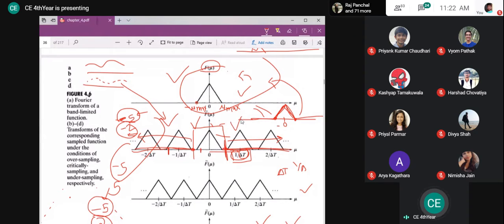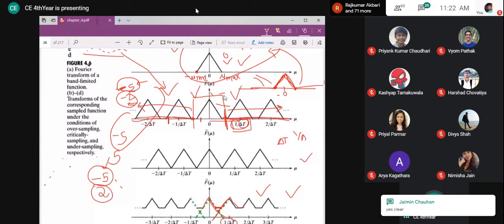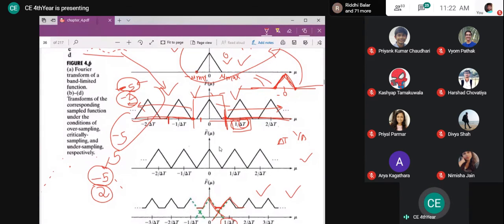So for this it was possible to go back to this domain because this was my required one. Understood? Okay. Now, Jaimin, is it clear to you, or should I take another example and explain some other way? Okay, good. Now, can anyone tell me, will I be able to go back to my original domain or original continuous form from this?